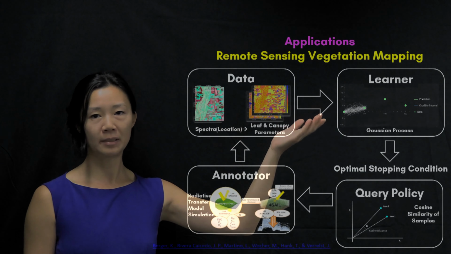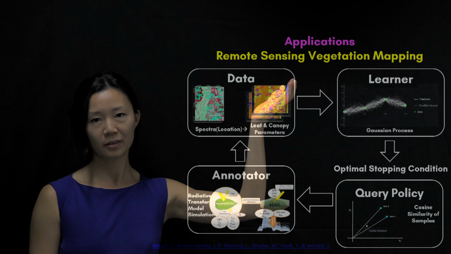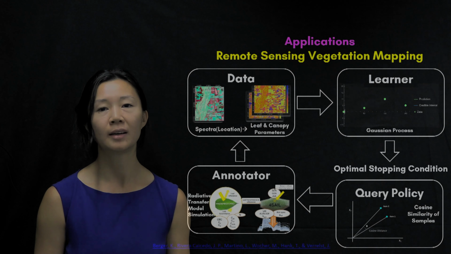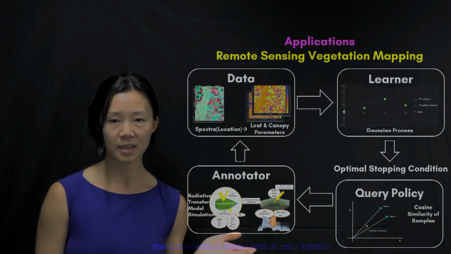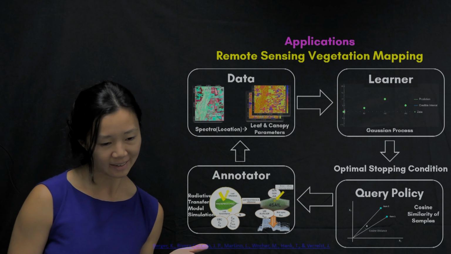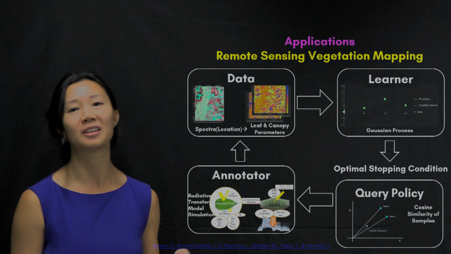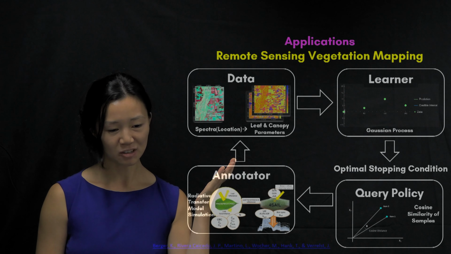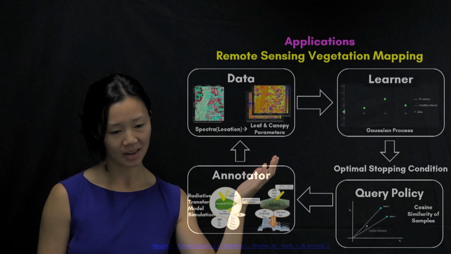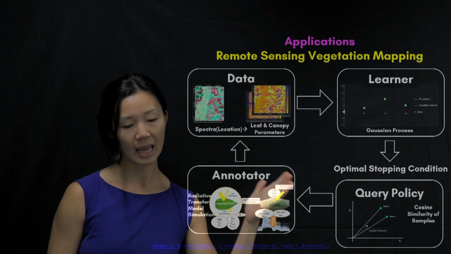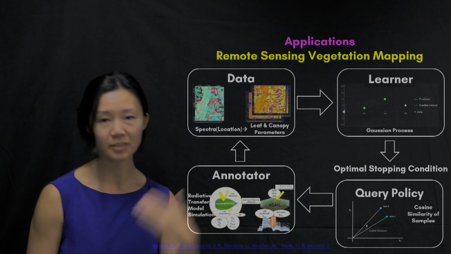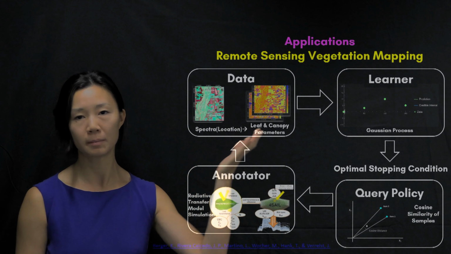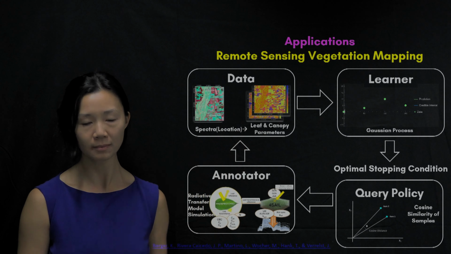In the next application of remote sensing for vegetation mapping, the authors were using this radiative transfer model simulation to take in spectra at a certain location and then transform it into a leaf and canopy parameter. And so you can see some very pretty pictures from that paper.